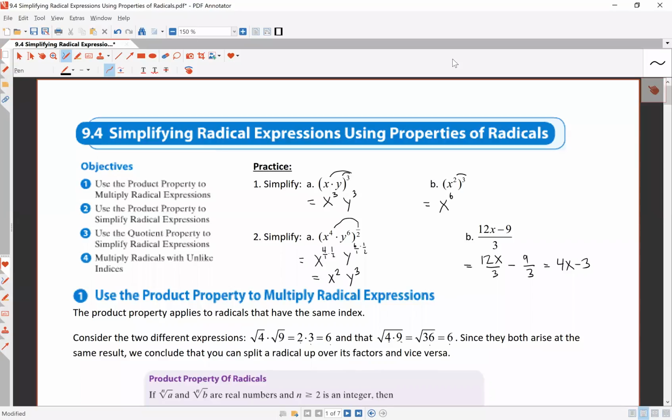This video covers section 9.4, simplifying radical expressions using properties of radicals. Objective 3, use the quotient property to simplify radical expressions.